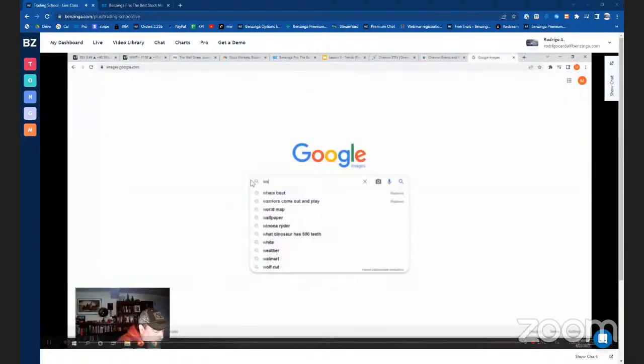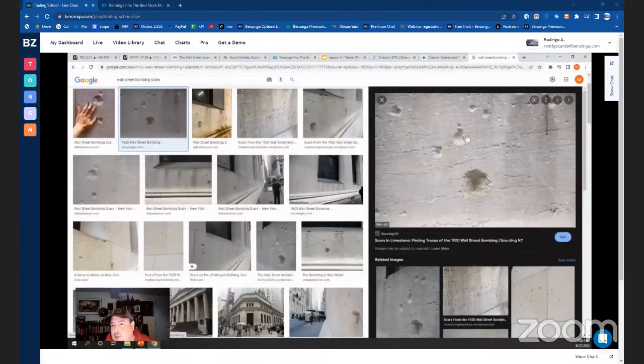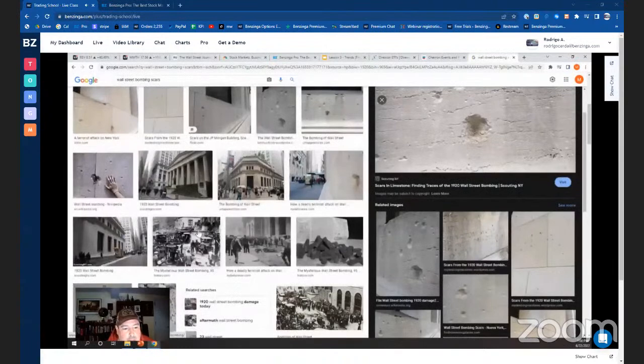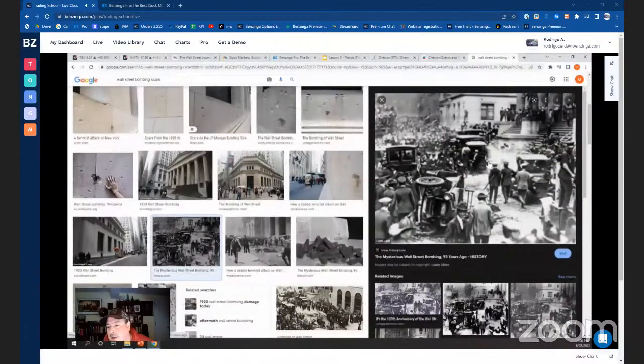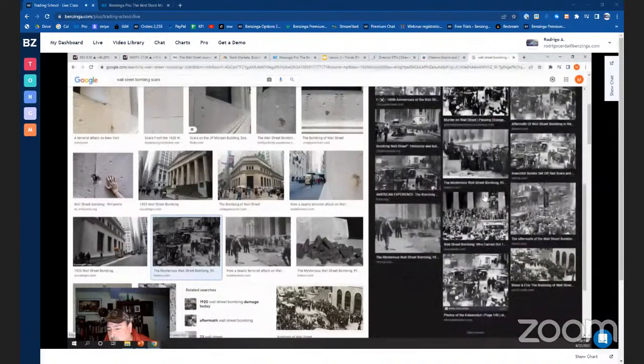So let me see. 1920, Wall Street bombing scars. All right, yeah. So this is still here to this day. Just like people say after 9/11, never forget. Well, people used to say that back then. And I'll bet maybe 1 in 100 people know that there was a big terrorist attack on Wall Street back in the 20s. And it was never solved. I think maybe 300 people got killed. It was done by a group of anarchists, but they've never been able to catch them.